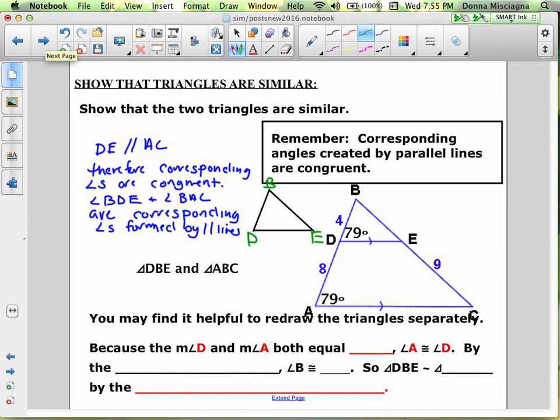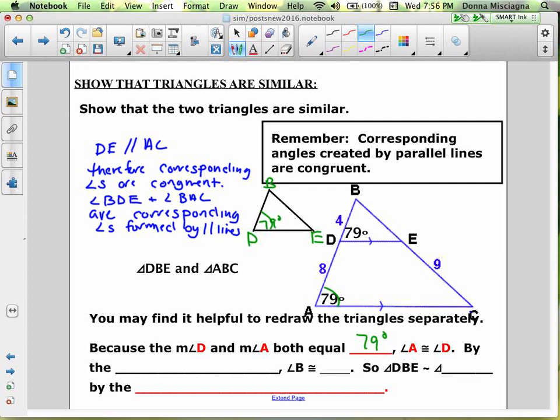All right, well, we're given that angle A is 79 degrees. And we can see that angle D is also 79 degrees, so those angles have to be congruent. All right, so let's fill in the blanks. So because the measure of angle D and the measure of angle A both equal 79 degrees, angle A is congruent to angle D. By the blank, angle B is congruent to blank. Well, what possibly could angle B be congruent to?